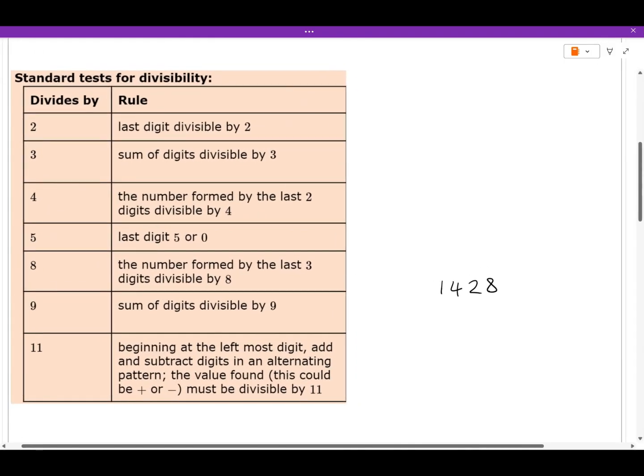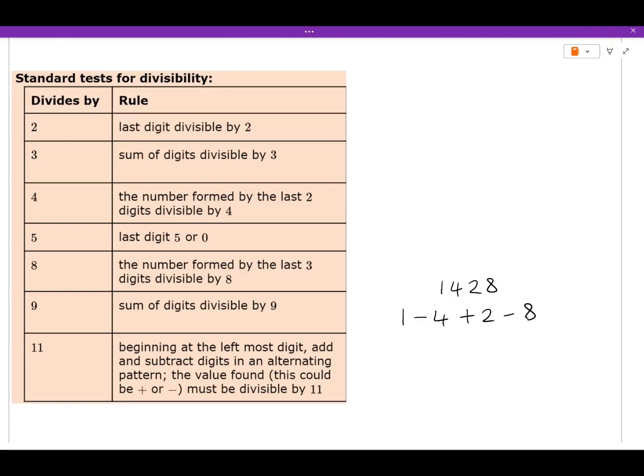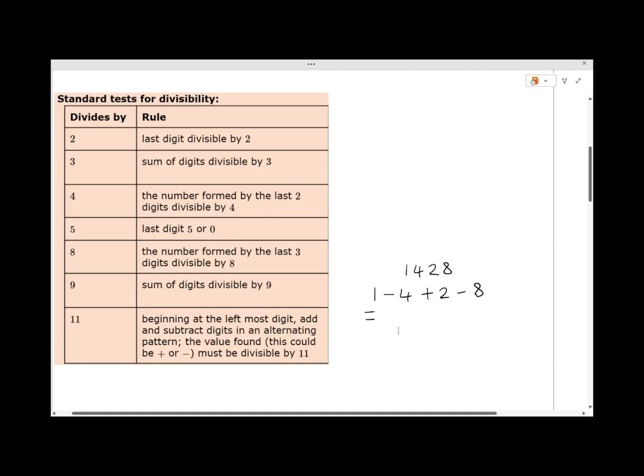So we don't want to add all the digits up. The calculation we're going to do is positive 1, subtract 4, plus 2, subtract 8. You just keep alternating like that regardless of how many digits you have. If we calculate that, we get negative 9. Then we can conclude that 11 is not a factor of negative 9. Therefore, 11 will not be a factor of the initial number we started with, which is 1428.